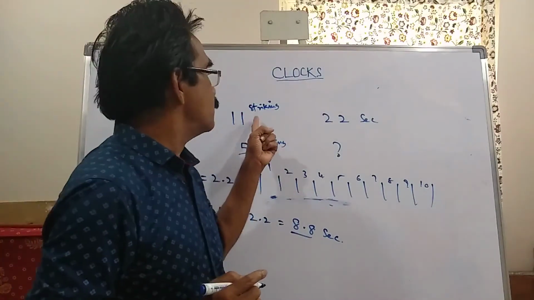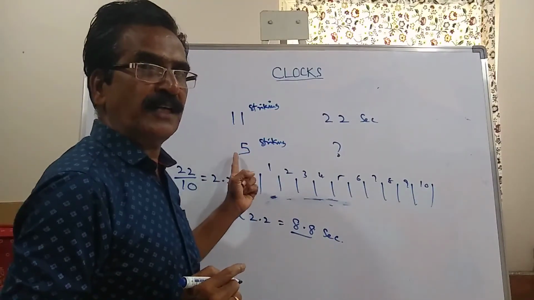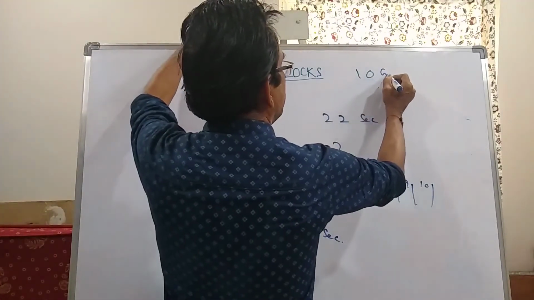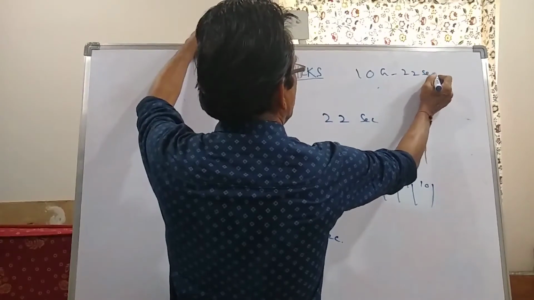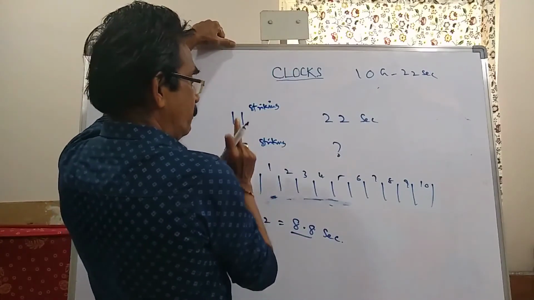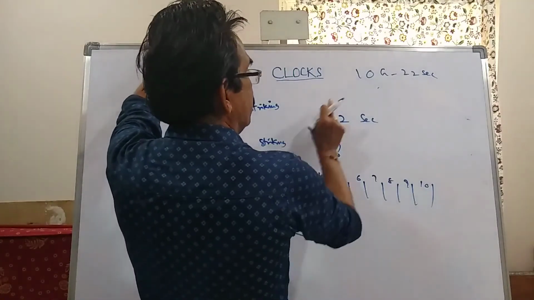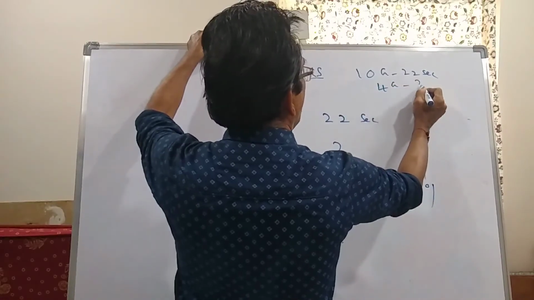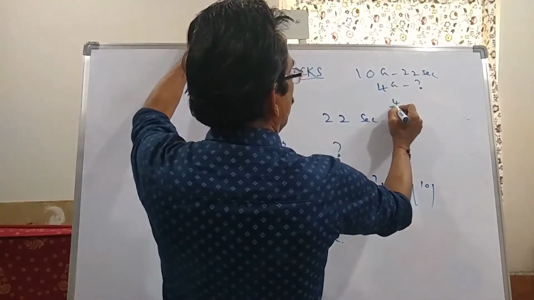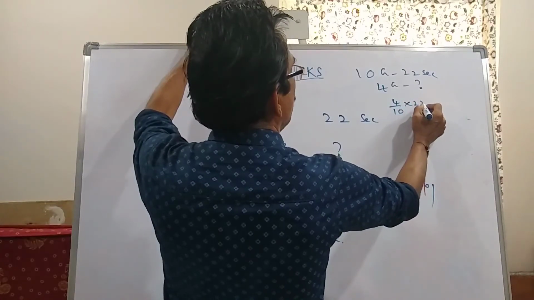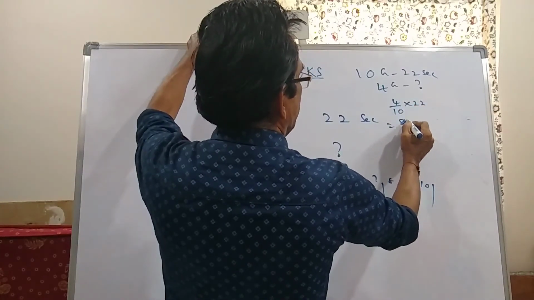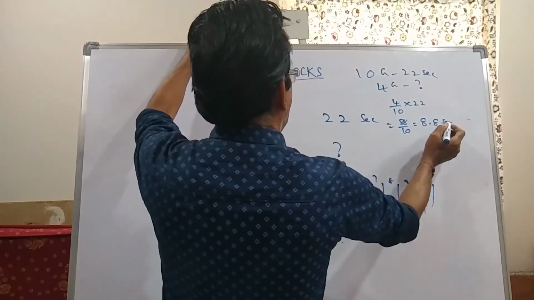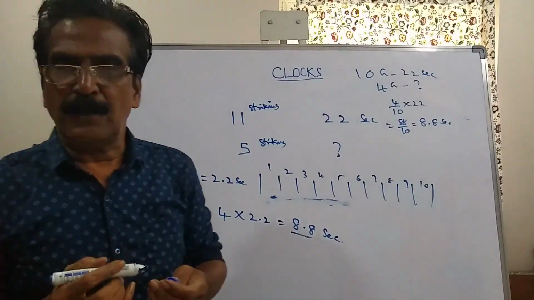So here you have to reduce 1, and here also you have to reduce 1. 10 gaps take 22 seconds. 4 gaps, how much? You have to take it like this: 4 by 10 into 22, which is 88 by 10, equal to 8.8 seconds. This is one important problem, friends.